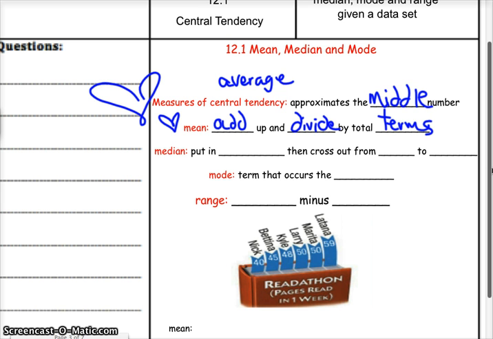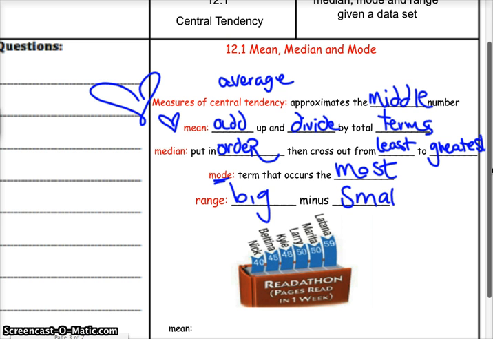The median, you need to put it in order and then you cross out from the first to the last and you get to that middle number. We call it from least to greatest. And you alternate. Okay? Mode. Mode, I think most. It's the term that occurs the most. And range is your largest number. I'm just going to keep it simple: biggest minus the smallest. Or largest, or the maximum minus the minimum.